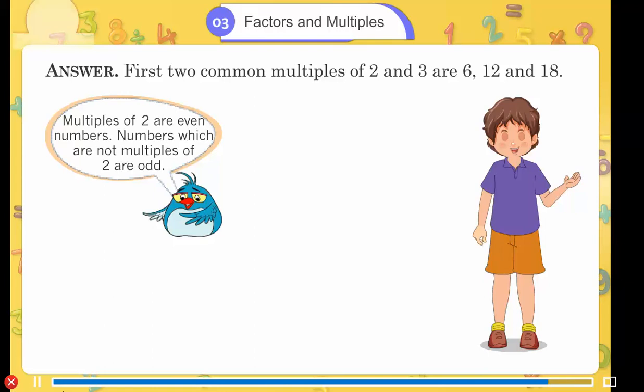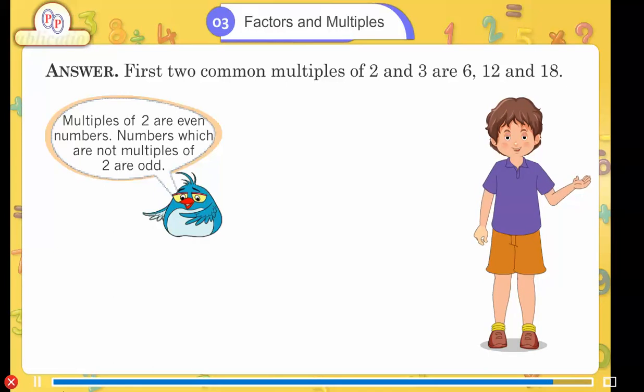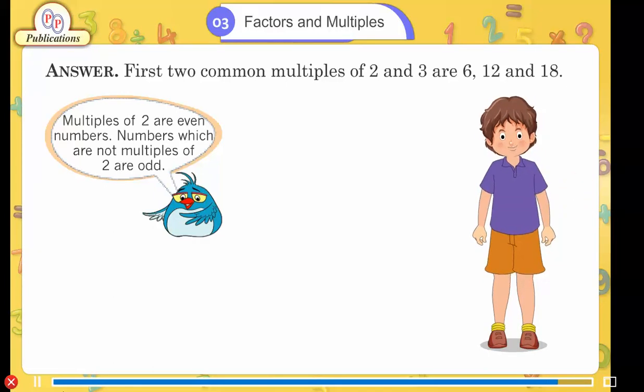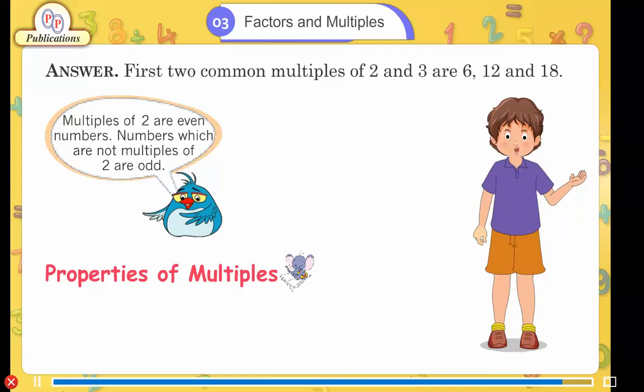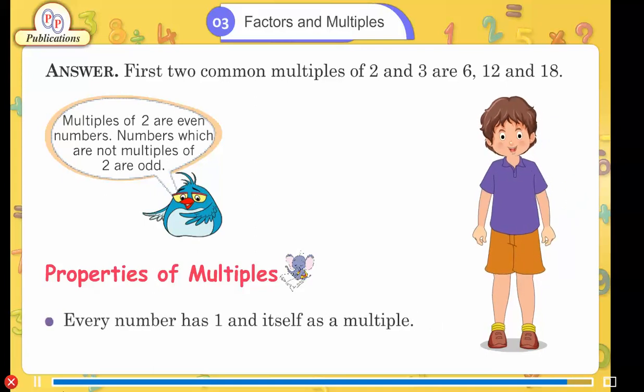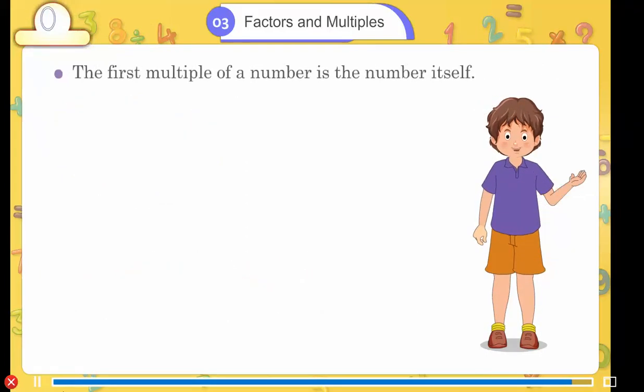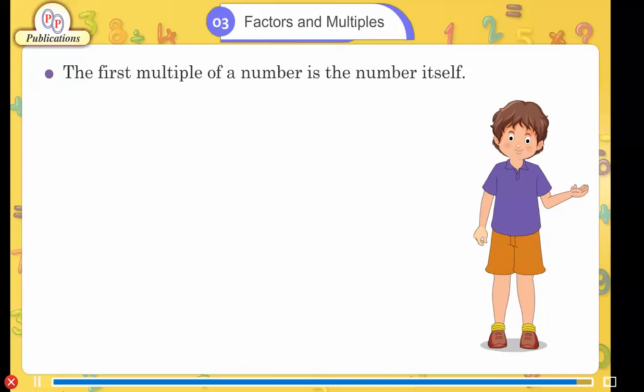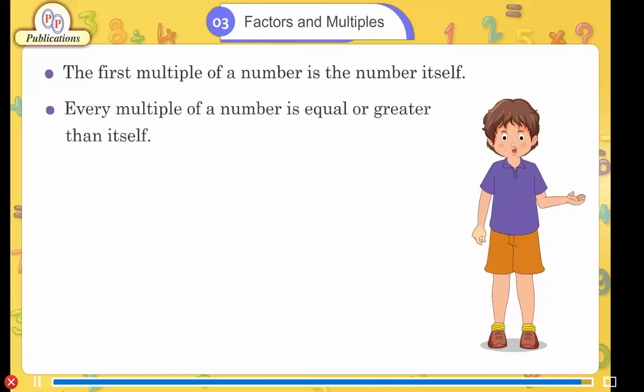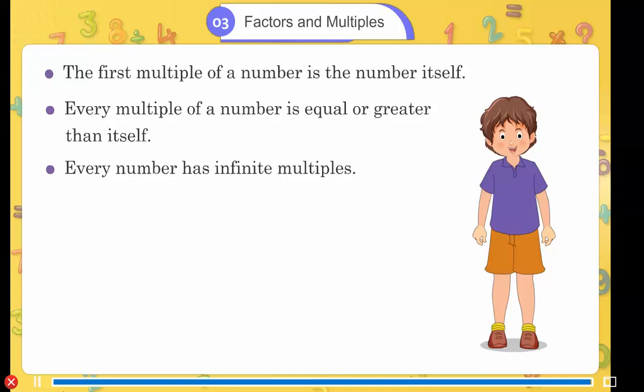Multiples of 2 are even numbers. Numbers which are not multiples of 2 are odd. Properties of multiples. Every number has 1 and itself as a multiple. The first multiple of a number is the number itself. Every multiple of a number is equal to or greater than itself. Every number has infinite multiples.